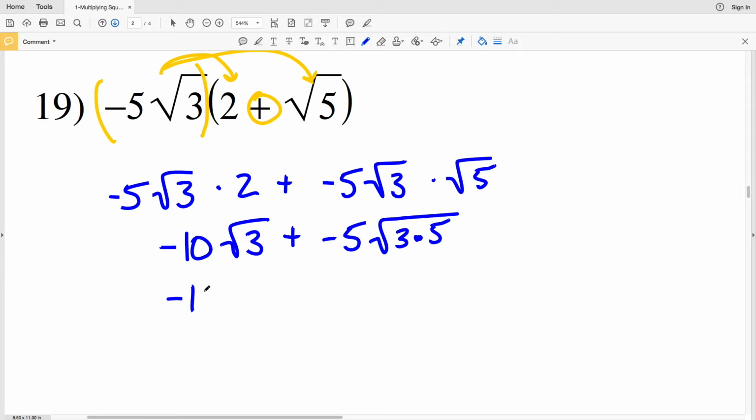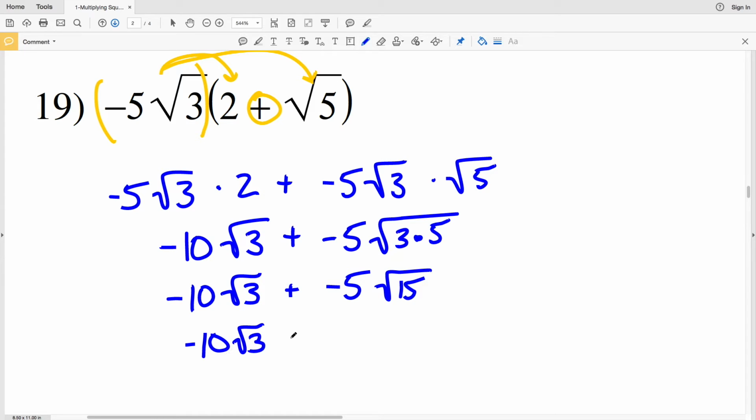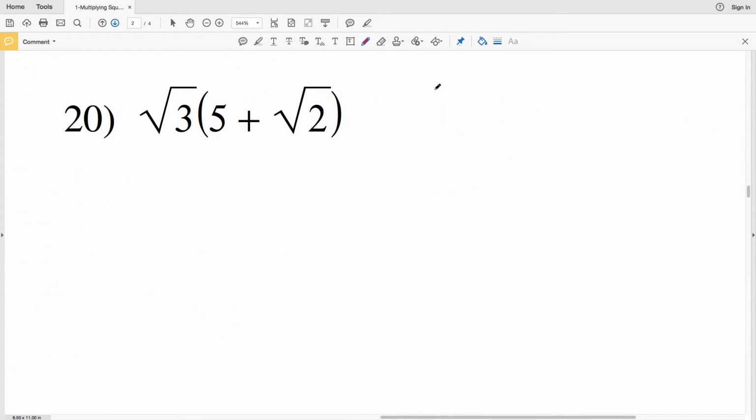Simplifying this further, we'll get negative 10 times the square root of 3 plus negative 5 times the square root of 3 times 5, which is the square root of 15. And remember, adding a negative is the same as subtracting that positive. So you can also say negative 10 times the square root of 3 minus 5 times the square root of 15. In number 20, we're just distributing the square root of 3.